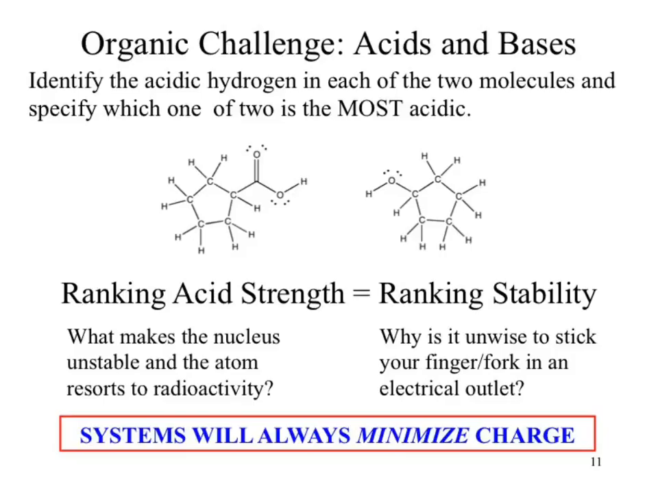Okay? So our acids and bases. We got 2 structures here. Which is the acidic hydrogen in the 2 molecules? So identify the most acidic hydrogen in each of those molecules. And then between the 2 molecules, which one is more acidic? Okay.